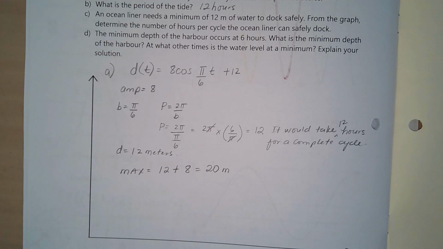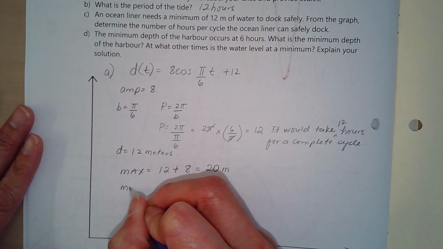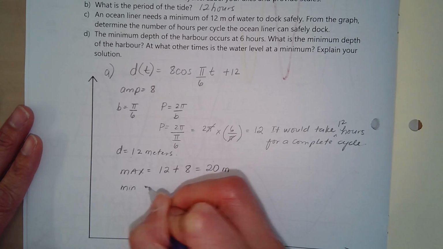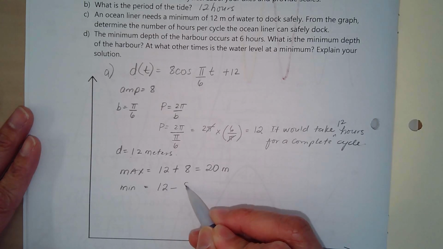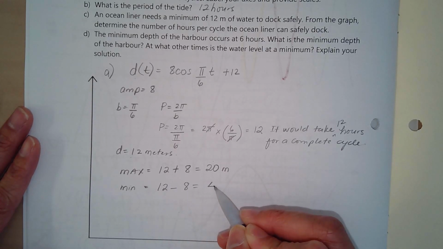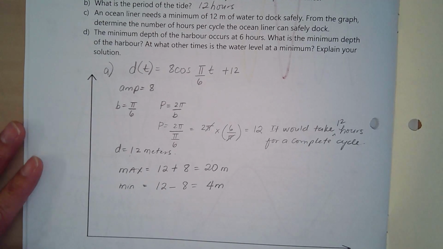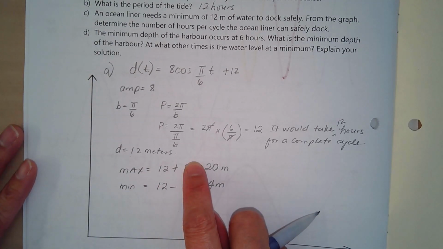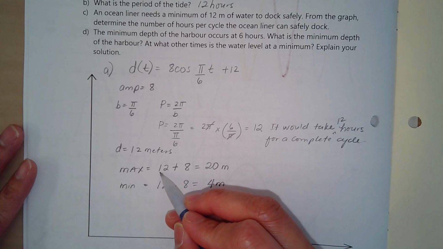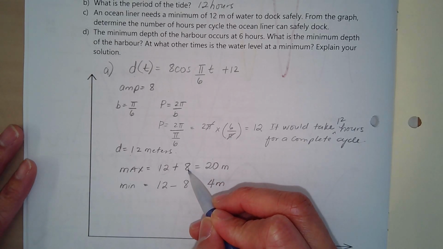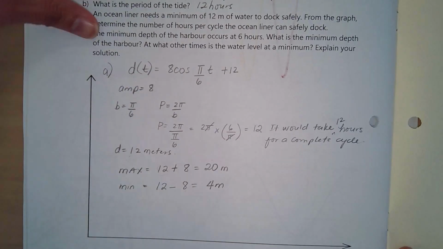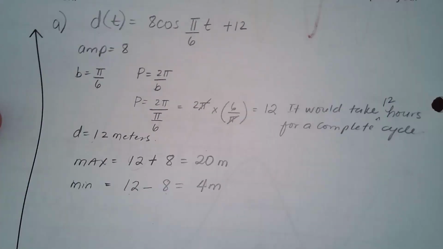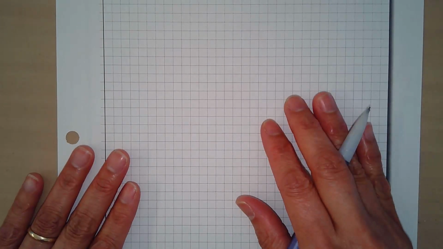Now, what's the minimum tide? Minimum would be 12 minus 8, which would give you 4 meters. So if you look at this, it's median plus A, and then median minus A will give you the minimum. I think we have everything. We're ready for your graph.